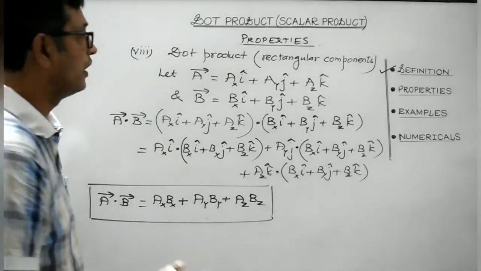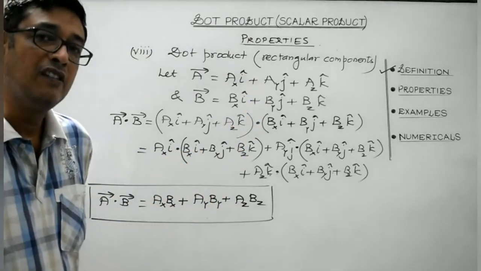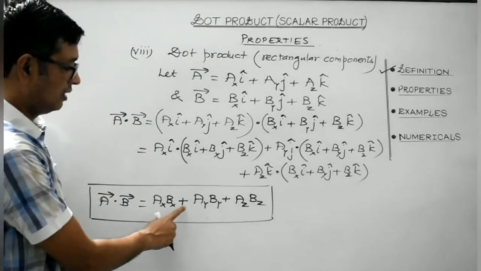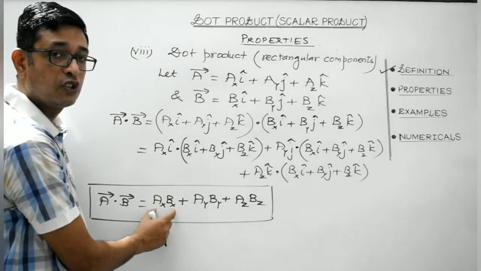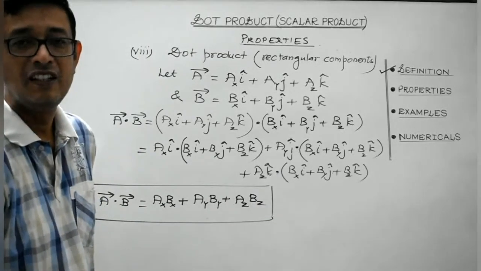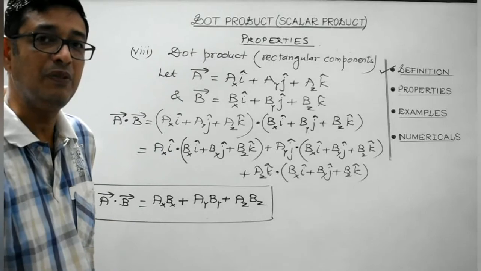So whenever the two vectors are given in their form of rectangular components, then the scalar product of those two vectors would be always given by the addition of the product of the coefficients of I cap, j cap and k cap of the two vectors, right? So it will be ax bx plus ay by plus az bz.